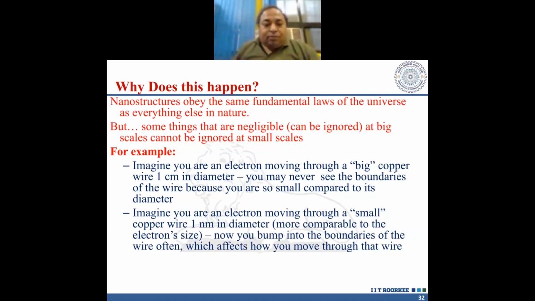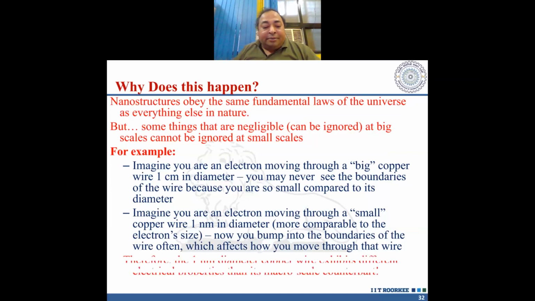But now, instead of a big copper wire of 1 centimeter diameter, you are transferred to a smaller copper wire of 1 nanometer in diameter. You are the same electron. Now you bump into the boundaries of the wire often, which affects how you move through the wire. Therefore, the 1 nanometer diameter copper wire exhibits different electrical properties than its macro scale counterpart.